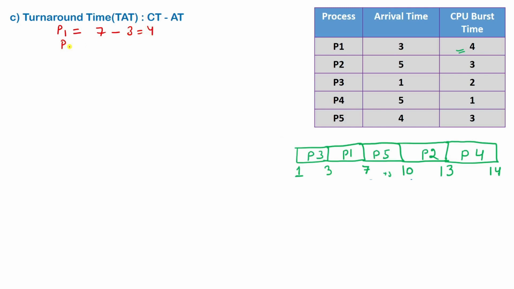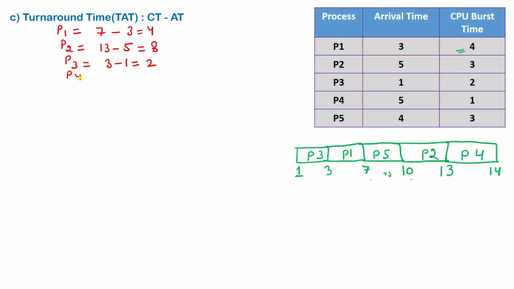For P2, the completion time is 13, arrived at 5. So 13 minus 5, it will be 8. For P3, the completion time is 3, and it arrived at 1. So 3 minus 1, it will be 2. This one gap.